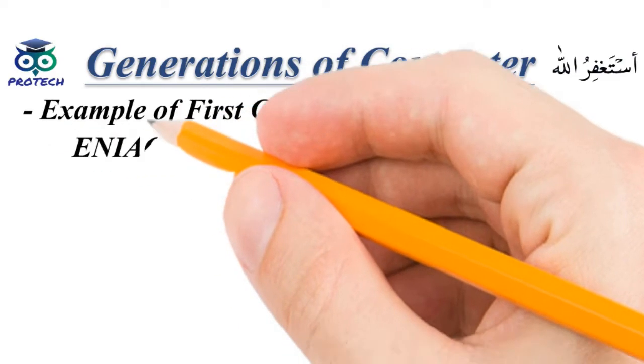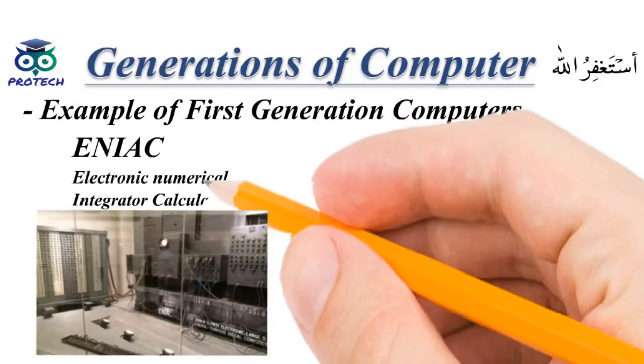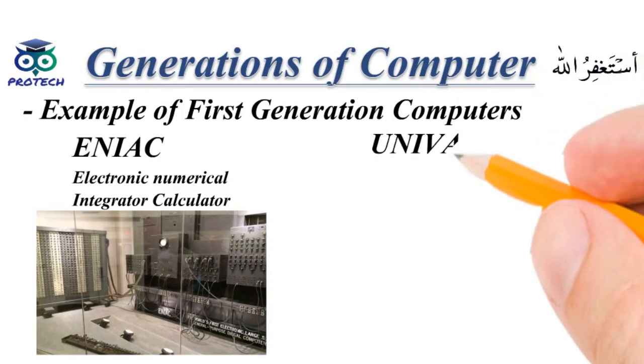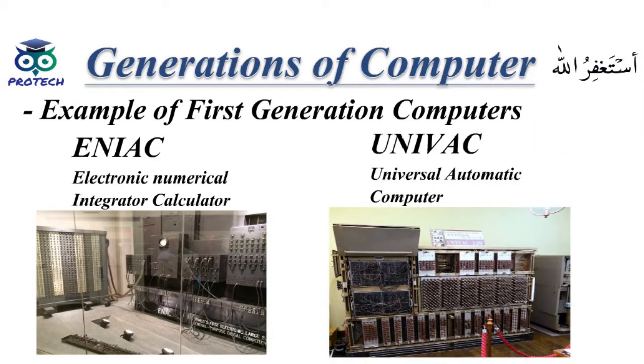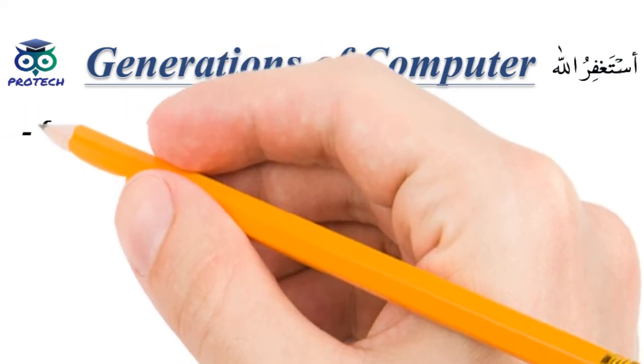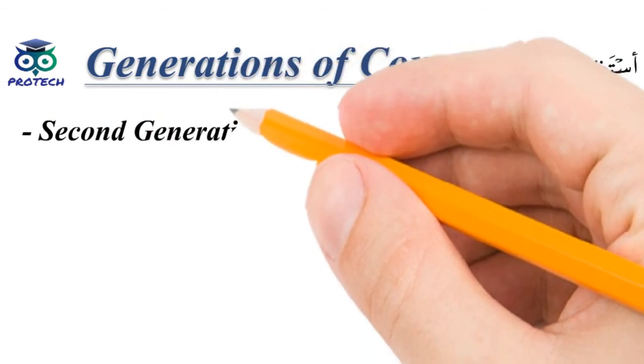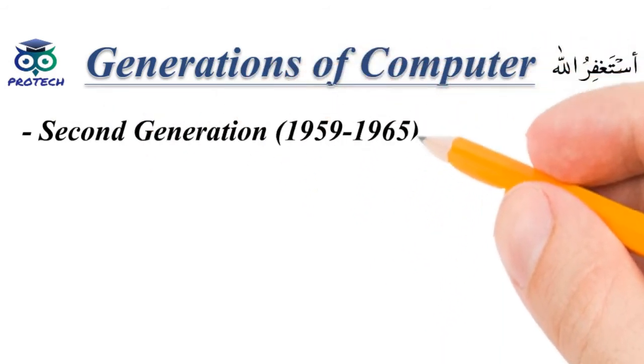ENIAC, Electronic Numerical Integrator and Calculator, and UNIVAC, Universal Automatic Computer, are examples of first generation computers. The most interesting thing to know is that UNIVAC was the first commercial computer and it was used in the US Census Bureau in 1951. Now let's move on to the second generation, which was from 1959 to 1965.